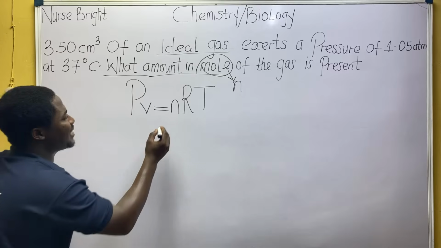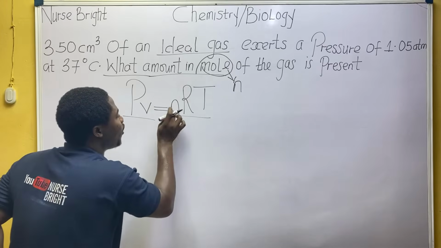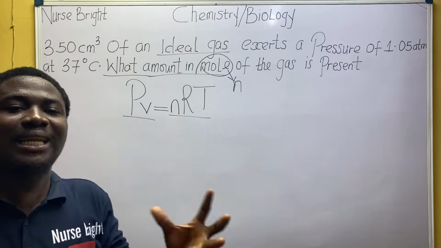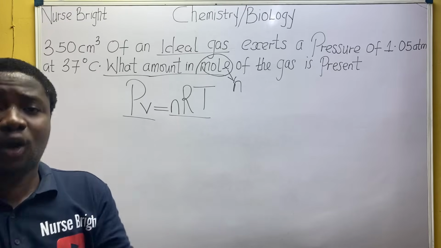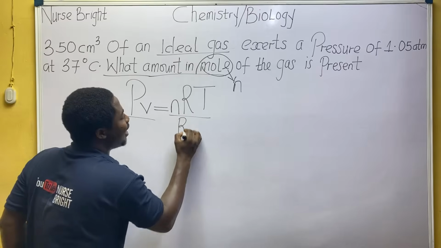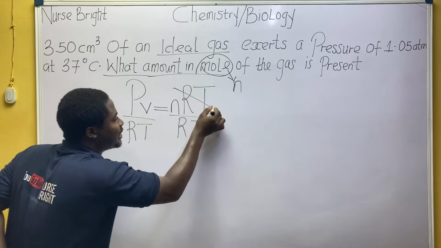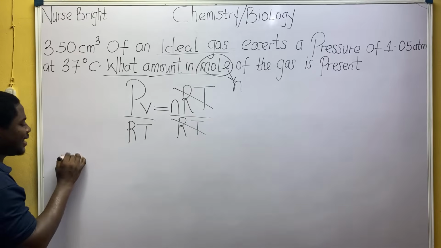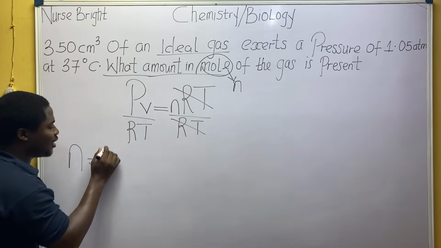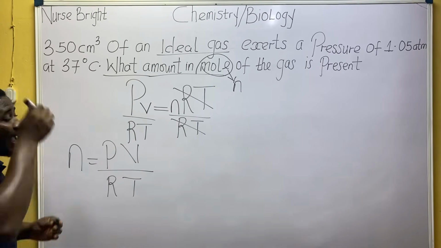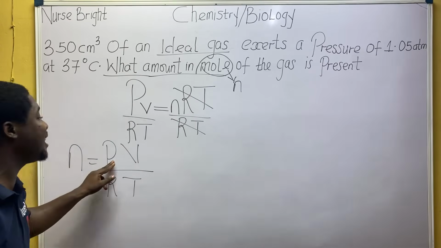These things are not hard. So basically, make n the subject. How do you make n the subject? You divide both sides of the equation by the things that are close to n, called the coefficient of n. And what are they? R and T. So RT cancels RT, remaining just n, which is equal to PV over RT.